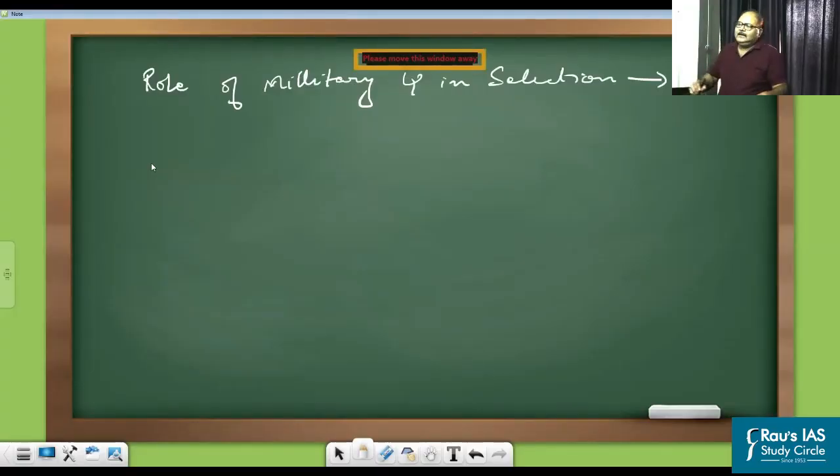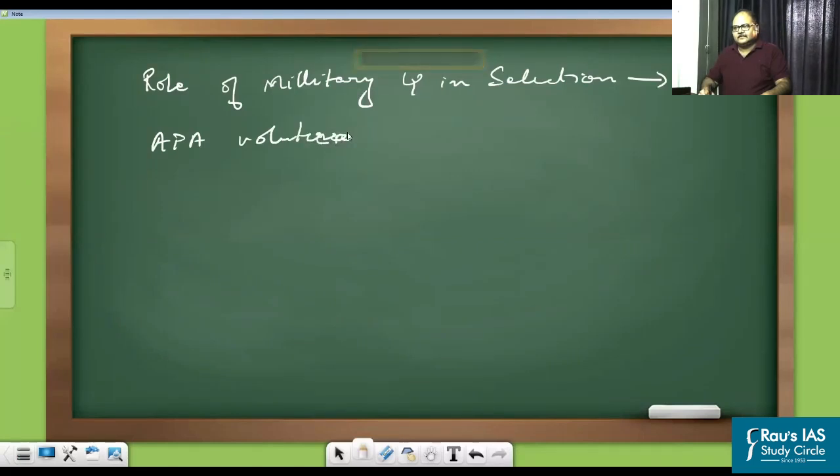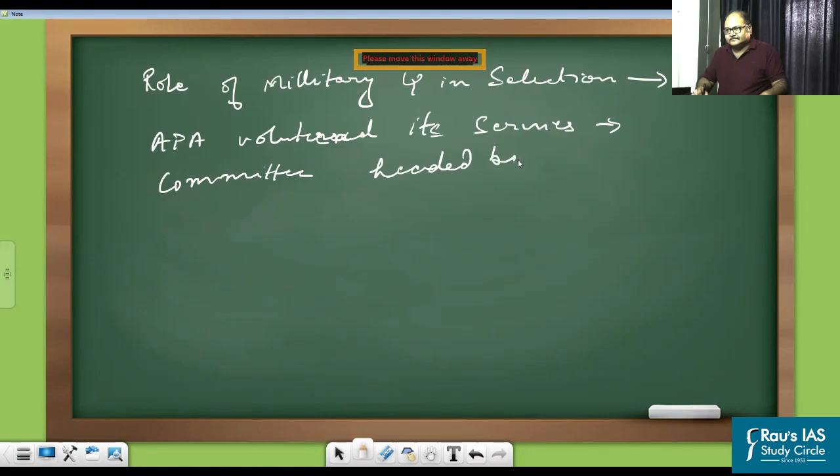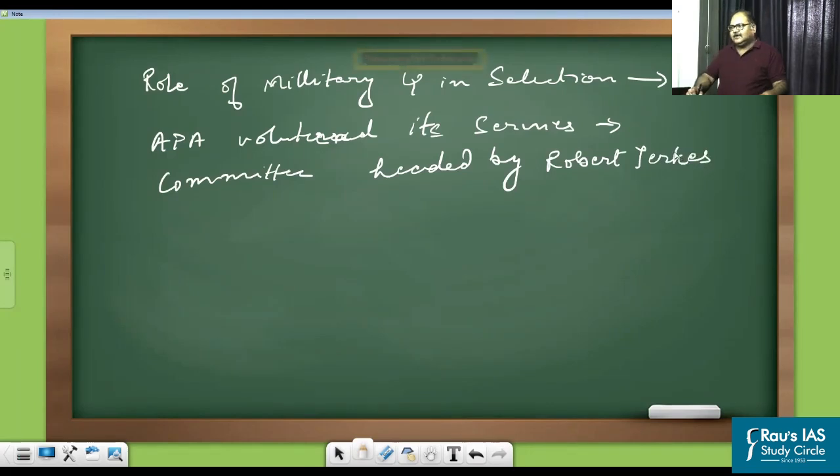Now, the American Psychological Association, that is APA, volunteered its services by setting up a committee headed by Robert Yerkes. So if you remember the Yerkes-Dodson law, that optimum arousal and performance, this is the same person, Yerkes.